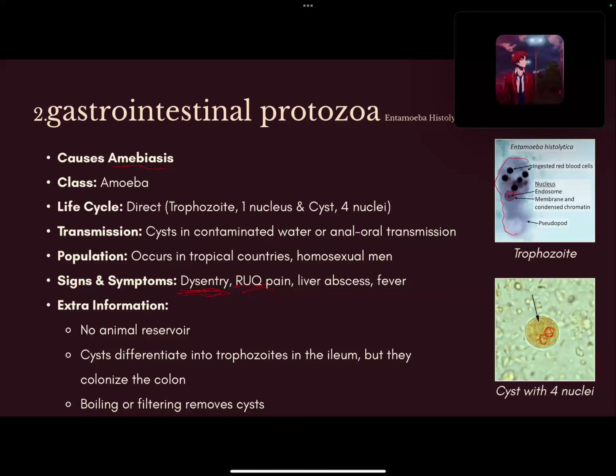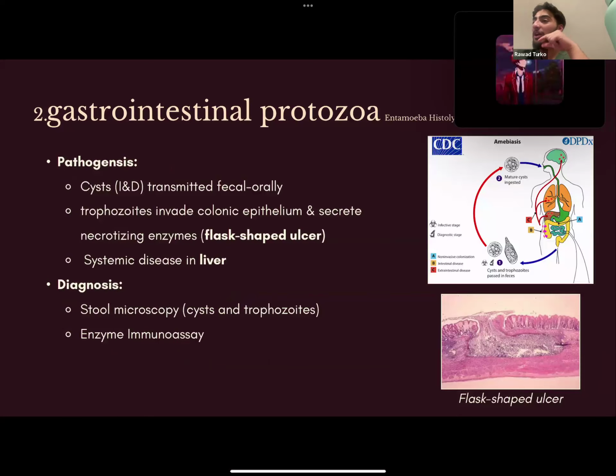Entamoeba can also cause extraintestinal issues. Well, yes, that's true. But what's the picture? There's a picture they always show when it comes to Entamoeba histolytica. Maybe I'm not being specific enough. It's the flask-shaped ulcer that I want you guys to focus on. That's how it leaves the intestinal wall, through this flask-shaped ulcer. We'll get to that in a second.